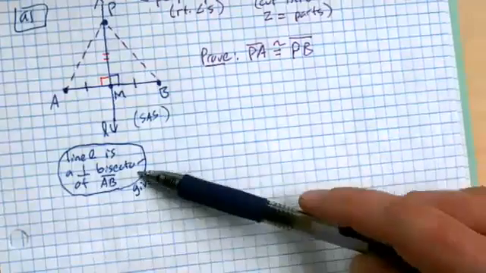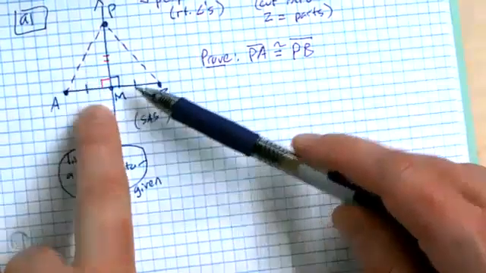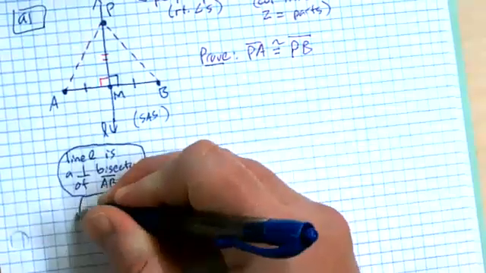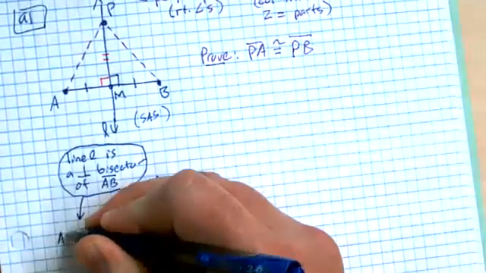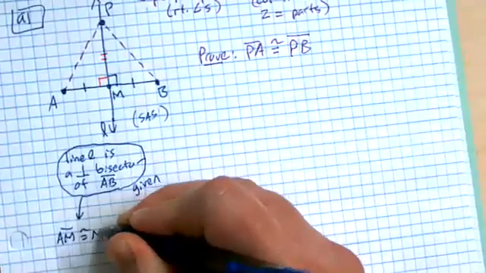All right, so if line L is a perpendicular bisector, that's the thing that told us that these two pieces would be equal here. So I'm going to have a bubble coming off of here that says that AM, this piece of AB, is congruent to MB.